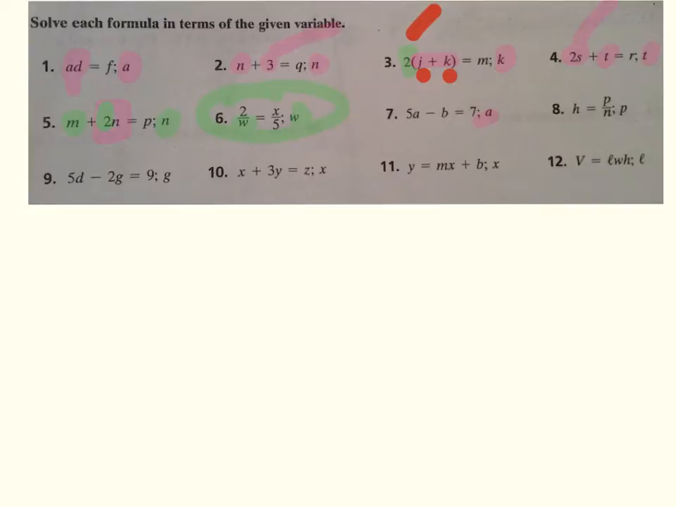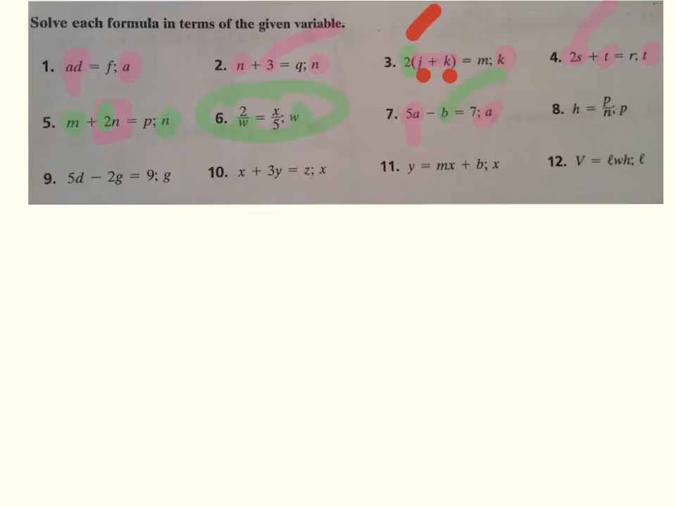Look at number 7. We want to solve for A, but there are two terms again: the 5A and the B. You have to get rid of the B first before you can even work on the 5A. Once you get the B moved over, then you can divide both sides by 5.